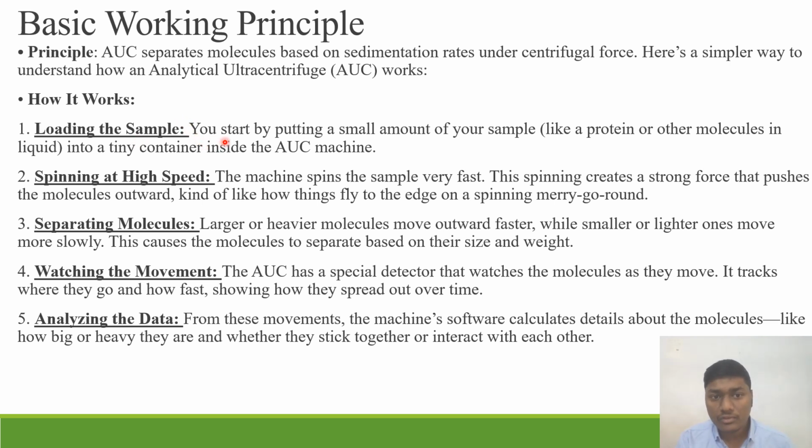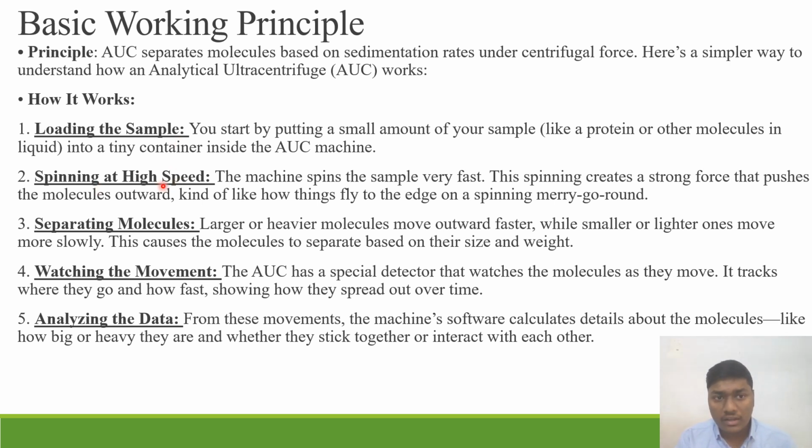You start by putting a small amount of your sample, like protein or any molecule in solution, into a tiny container in the AUC machine. In the loading mechanism, there will be two samples which we will be loading. First thing is a sample and second thing is a reference cell. The sample has solute plus solvent, and the reference cell has only solvent.